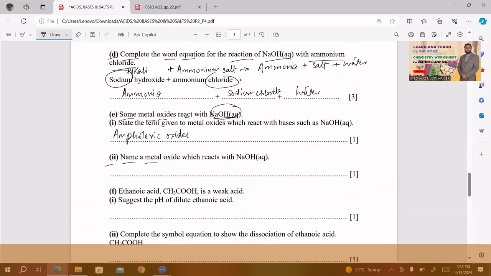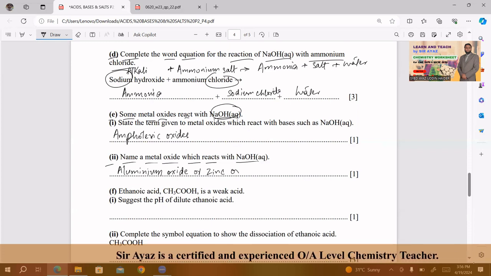Number 2, name a metal oxide which reacts with NaOH aq. So you can write either aluminium oxide or zinc oxide.